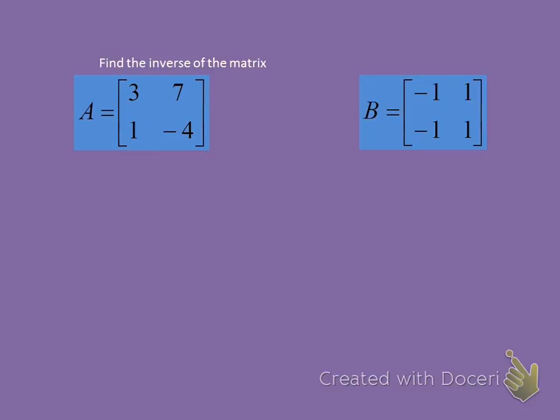Okay, here we go. 3 times negative 4 minus 7 times 1 gives you negative 19. Okay, Algebra 101. Right? Okay, great. Times. Flip-flop these two positions. Change these two signs.